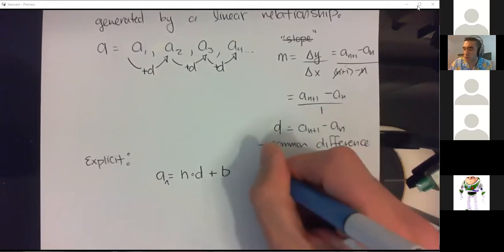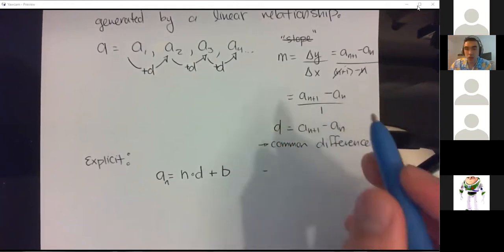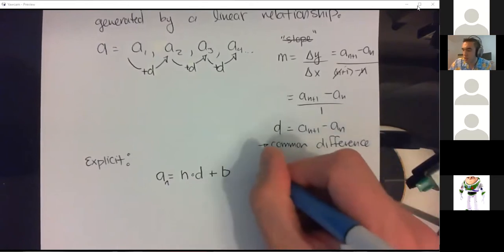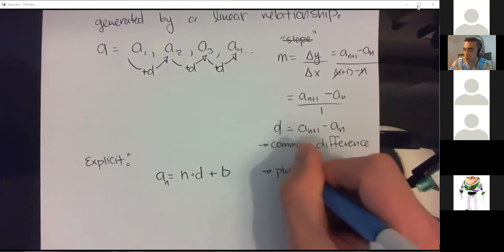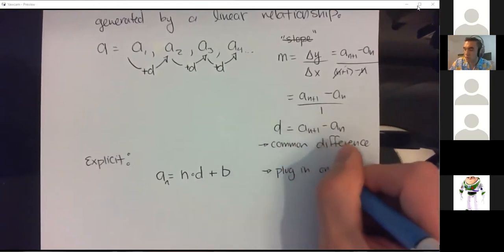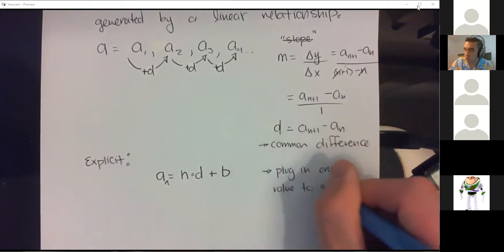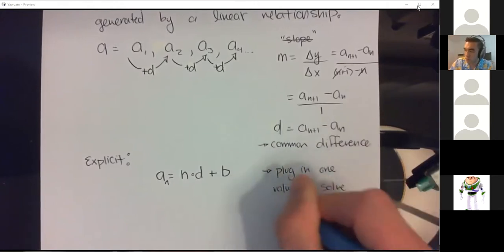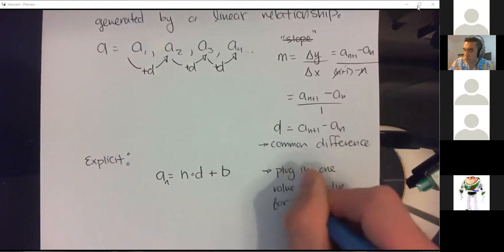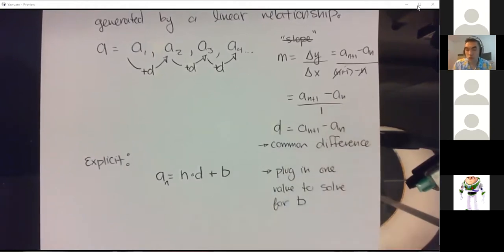And so typically what we do here is that after establishing that our common difference is d, you set up the equation and then plug in one value to solve for b. So if you have your first entry and your common difference, you plug those in in order to solve for the constant b, which will fix the rest of your sequence.